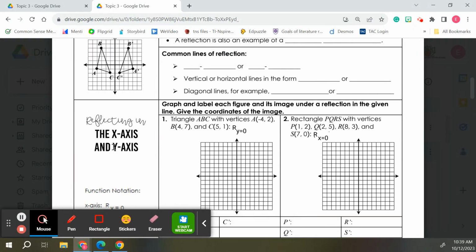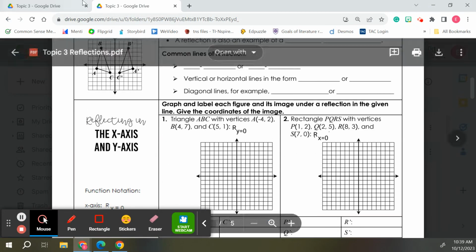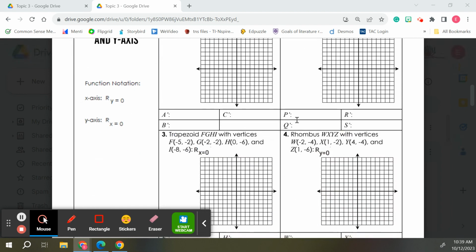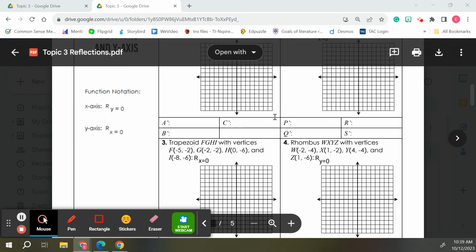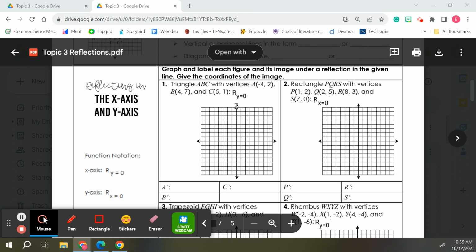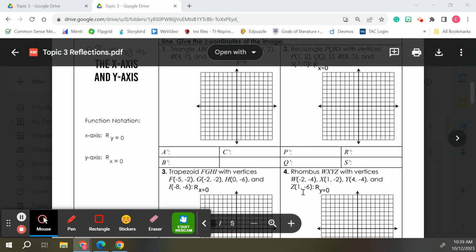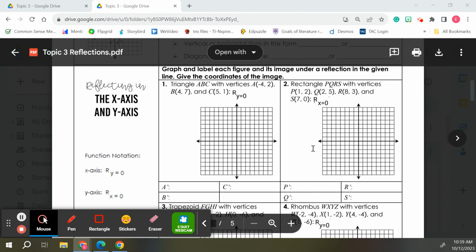All right, so it says graph and label each figure and its image under a reflection in the given line. Give the coordinates of the image. So what I want you guys to do is just plot the original shapes. I'll give you a few minutes to do that, and then we'll talk about these reflections, okay? Just plot the original shapes.